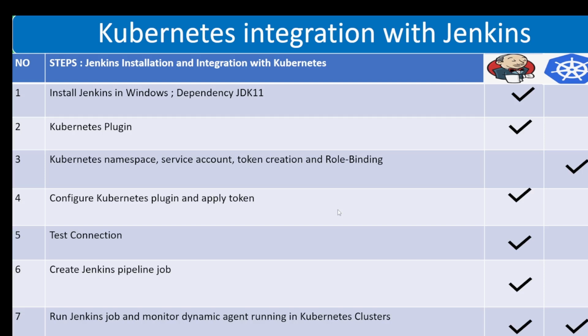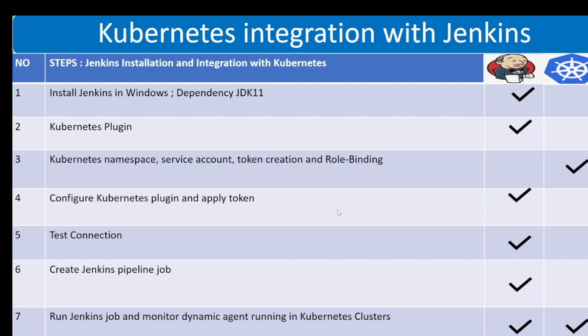Okay, once all your configuration is complete, you need to test your connection. If the test connection is successful, that means you have successfully integrated your Jenkins with your Kubernetes cluster. With that, all your configuration is complete.